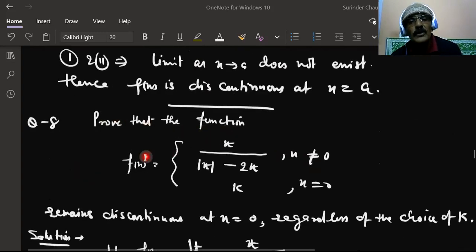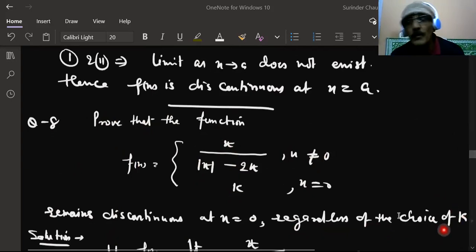Prove that the function f(x) is equal to x upon modulus x minus 2x. Again, modulus is involved in the function. In any function, if a modulus is involved, we have to find both the left and right limits; both will be different here. And for k, the function remains discontinuous at x equal to 0 regardless of the value of k.